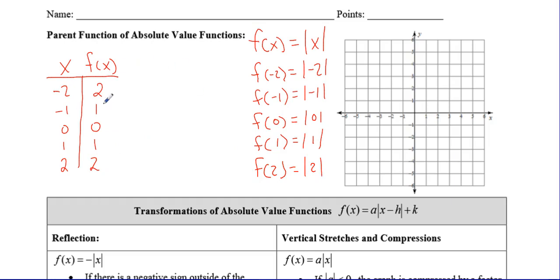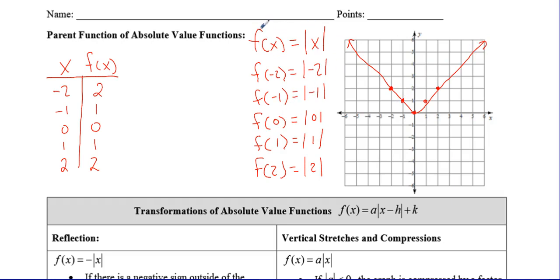So I now have a set of points here, and I can take those points and graph them on the coordinate plane. So here's -2, 2, -1, 1, 0, 0, 1, 1, and 2, 2. So I can now use those points to sketch the graph and realize what's happening here. Okay, so here's my graph of the absolute value function.